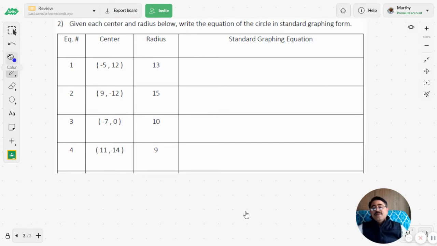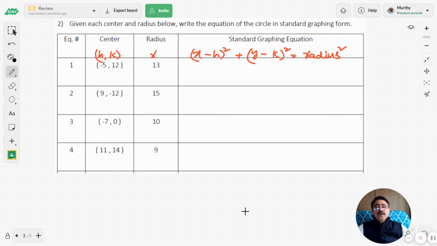This time the center is given, so please don't forget, center means (h, k), and the radius r is given. So what is the standard equation? You know that it is (x minus h) square plus (y minus k) square equals radius square. So always write the formula and then plug in these values.